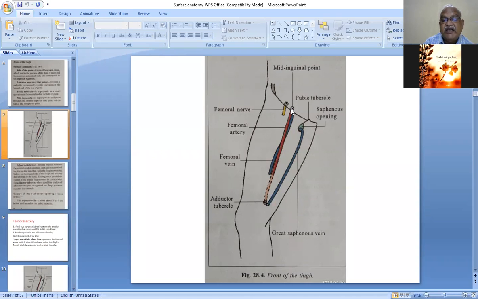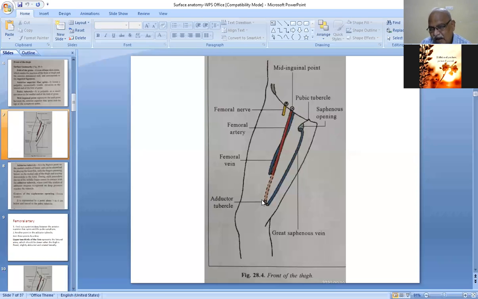A line connecting the mid-inguinal point to the adductor tubercle represents the femoral artery. If anybody asks you, the surface anatomy of the femoral artery is nothing but a line. You have to represent the underlying femoral artery superficially by identifying the mid-inguinal point and the adductor tubercle and joining these two by a straight line. This is the mid-inguinal point. This is the adductor tubercle. You join these two by a line that represents the femoral artery.